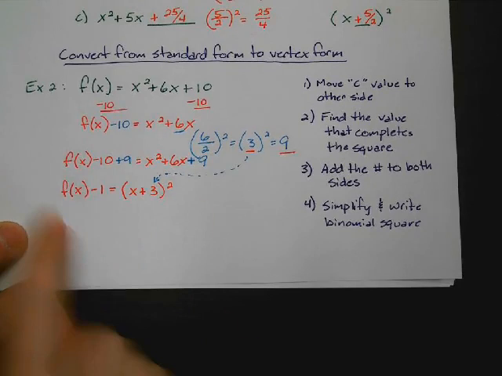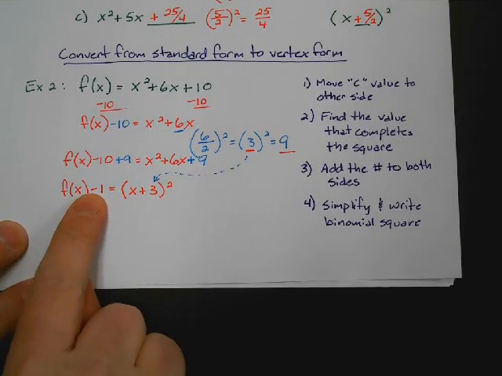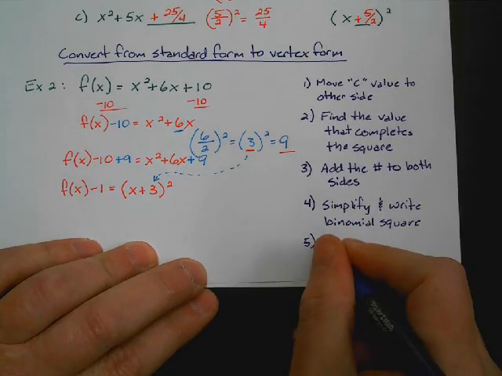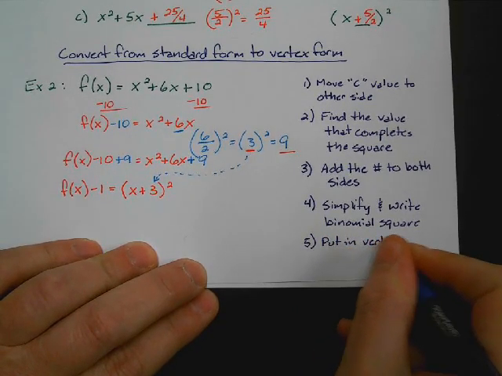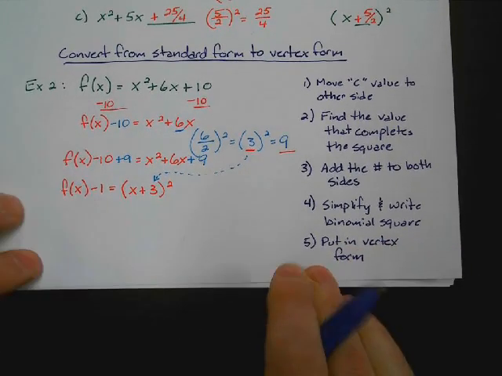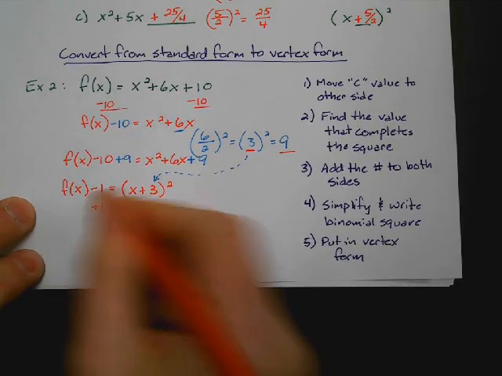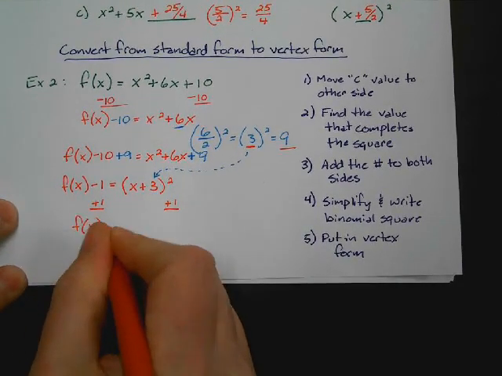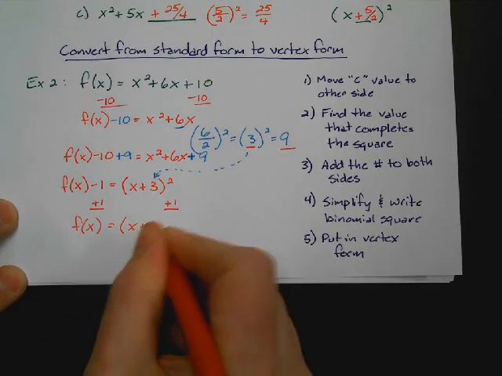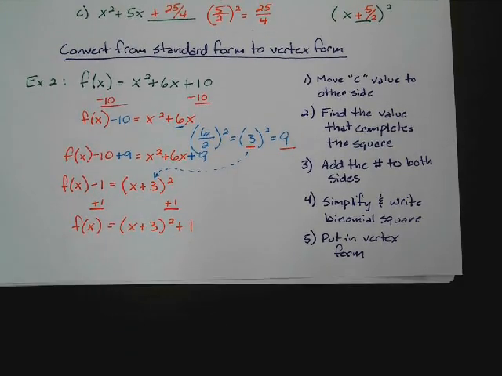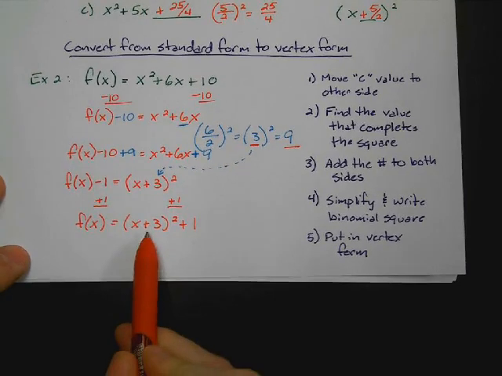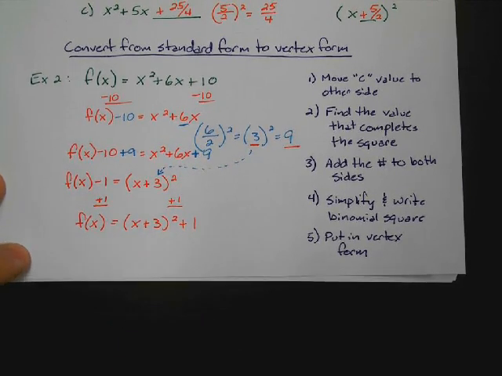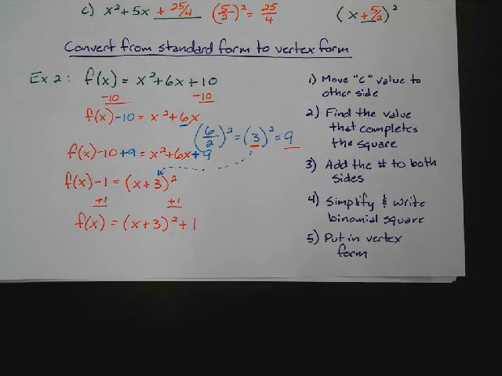We're almost done. This really looks like vertex form, except for this over here. We're going to take our last step and move that to this side, and then it'll be in vertex form. So last step, put it in vertex form. So my last step, I add 1 to this side, and I add 1 to this side using the addition property of equality, and I get f of x equals the quantity x plus 3 squared plus 1. So now it's in vertex form, and from last unit we can see that our vertex must be at negative 3, positive 1, because we always use the opposite of this value. So negative 3, positive 1 would be our vertex. All right, we've got a couple problems to practice, and then we'll be done.